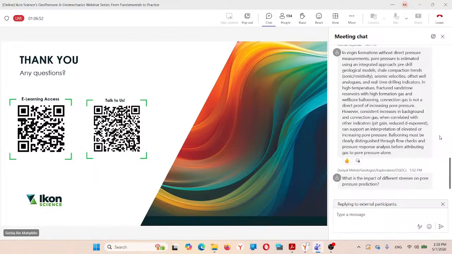This is how much compaction your reservoir will have to experience. The higher the overburden, the more compaction it will experience. So imagine if in this reservoir the water cannot be expelled and the overburden is very high, then you will see very high overpressure. And that's why when we have deep water and deeper drilling, that's when you see overpressure as well. But when we talk about the relationship between stresses and pore pressure, it could go the other way as well.